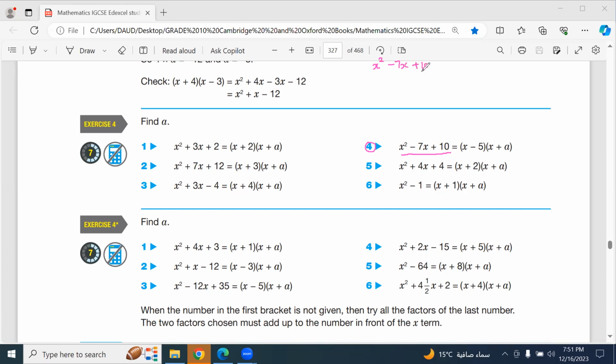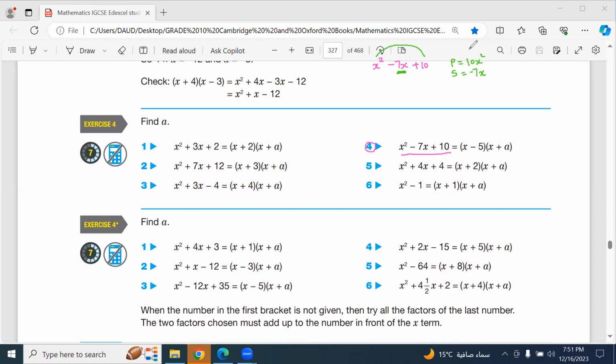And the first thing, what comes to your mind? Is it in arranged form, yes or no? Yes, it is arranged form. Once it is arranged form, we will straight away think about the product. The product is always of the first and last value, meaning 10 multiplied by x squared, which gives us 10x squared, and the sum we consider as the middle value, which is negative 7x.